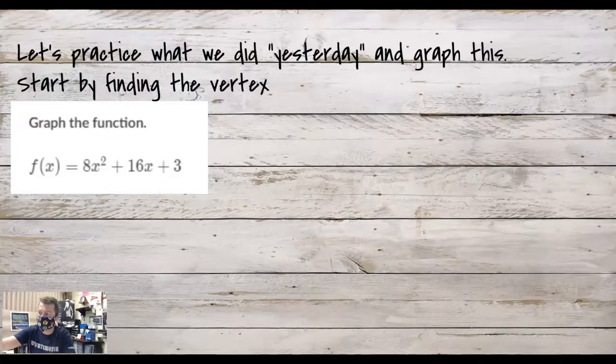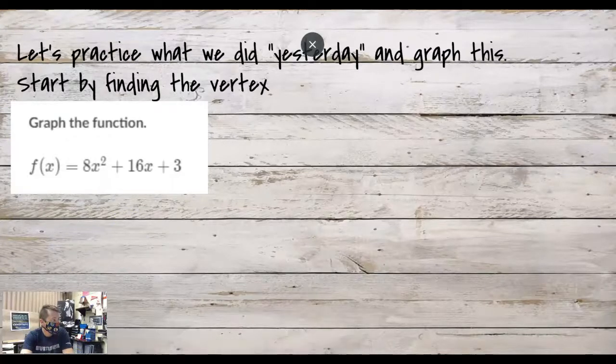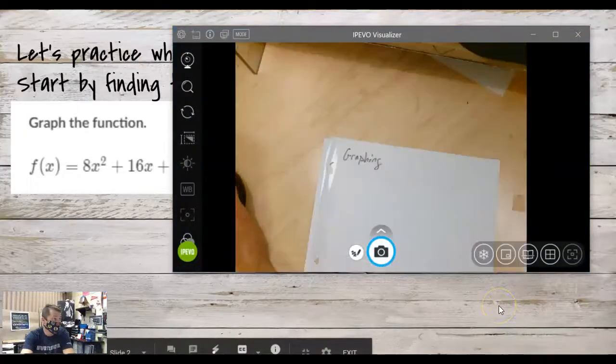So let's write down, first off, a header for our notes. What should we head this? Graphing, just graphing. I mean, today's mainly going to be about graphing. Graphing, I know you can't see my camera. Graphing, just like quadratics pretty much, right?